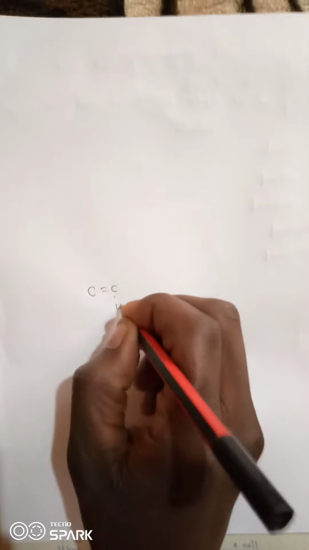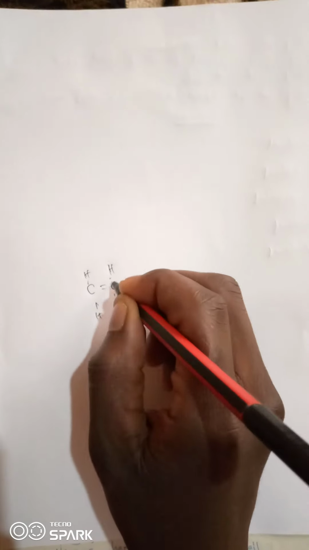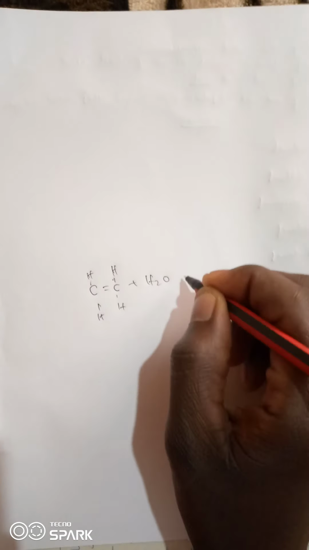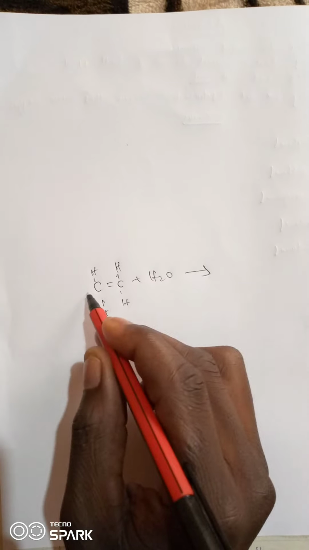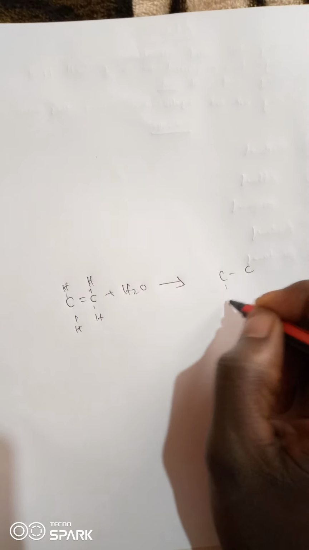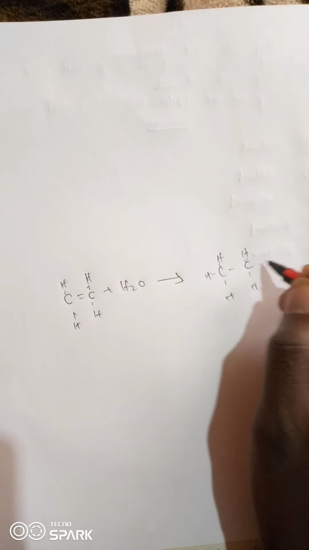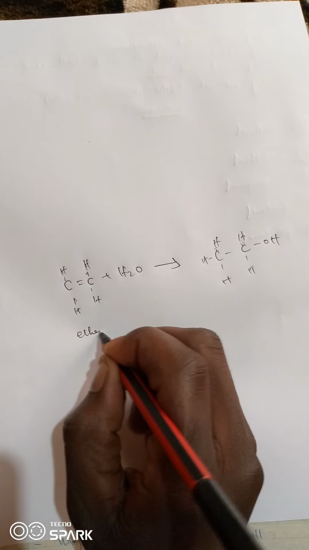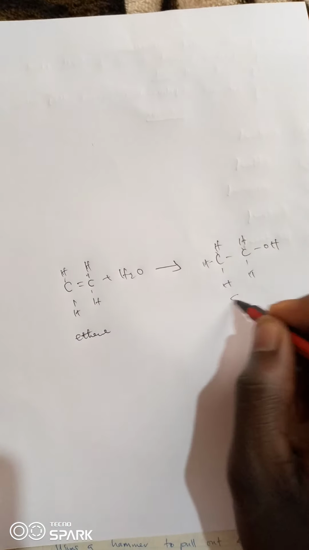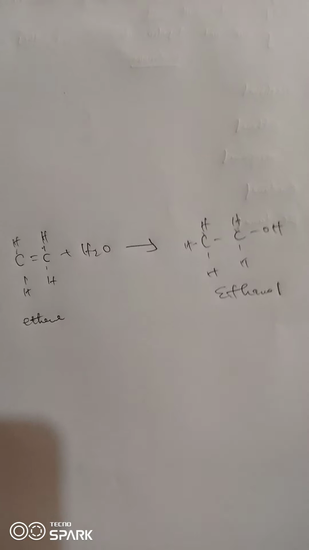Let's take for example, this is ethene. Then we add H2O, meaning that the double bond will break. Then we have OH here. So what does that mean? It means that this one is ethene. Now when you add water there, it has become ethanol. So alcohols can be formed like that.